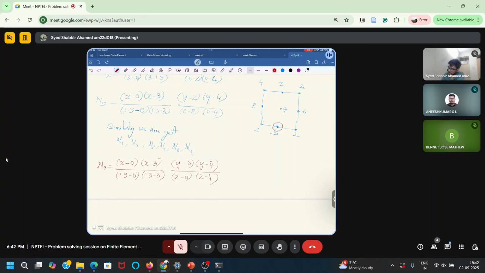So we just have to divide like this in the form of one-dimensional interpolation, and just multiply X and Y. So for node 9, you have to consider this one dimension, and this as another dimension, and you just have to get the interpolation function and multiply them.